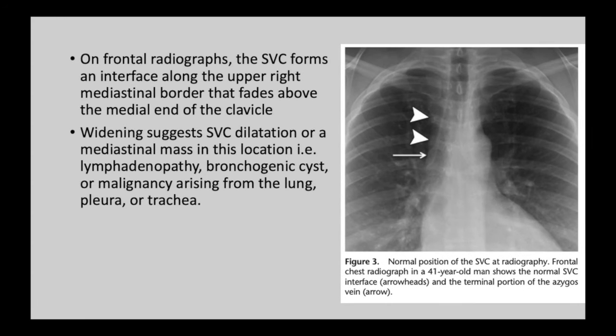So on the frontal radiograph, the superior vena cava forms an interface along the upper right mediastinal border that fades above the medial end of the clavicle. Widening of this space suggests SVC dilatation or a mediastinal mass at this location, for example, lymphadenopathy, bronchogenic cysts, or malignancy arising from the lung, pleura, or trachea.